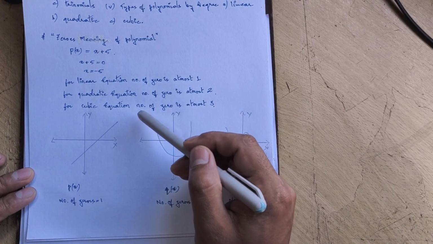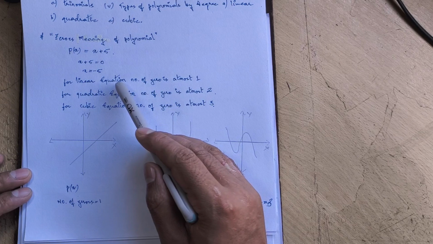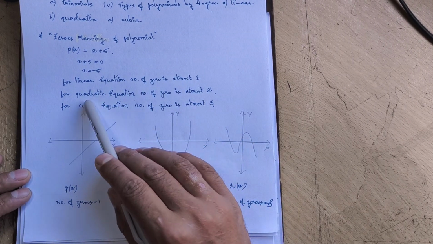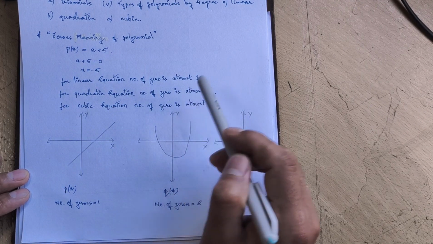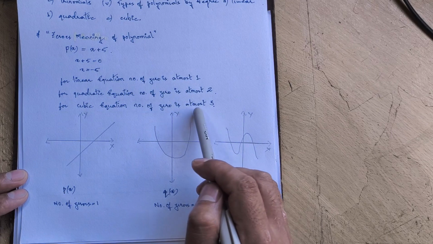Now see the number of zeros. In a linear equation the degree is 1, therefore the number of zeros is at most 1. In a quadratic the degree is 2, so the number of zeros is at most 2. And in a cubic the degree is 3, so the number of zeros is at most 3.